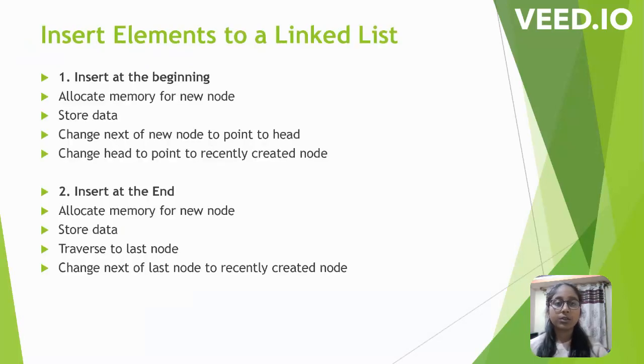Insert an element into the linked list. First, insert at the beginning. Allocate memory for the new node. Store the data. Change the next of the new node to point to the head, and change head to point to the recently created node. Second, insert at the end. Allocate memory for the new node. Store the data. Traverse to the last node. Change the next of the last node to the recently created node.